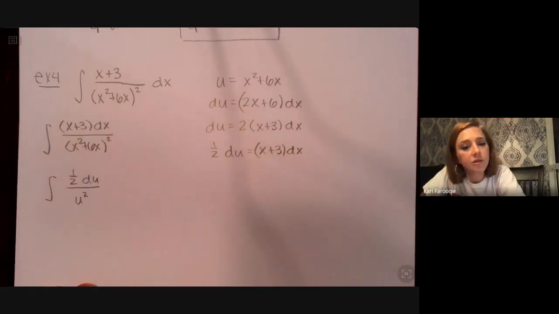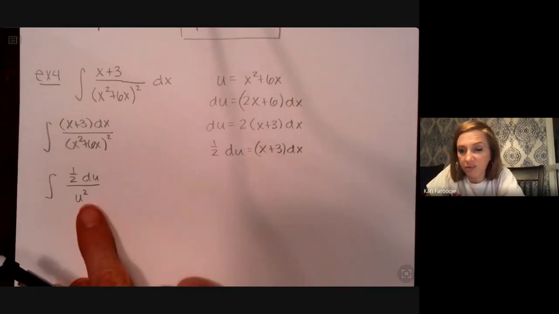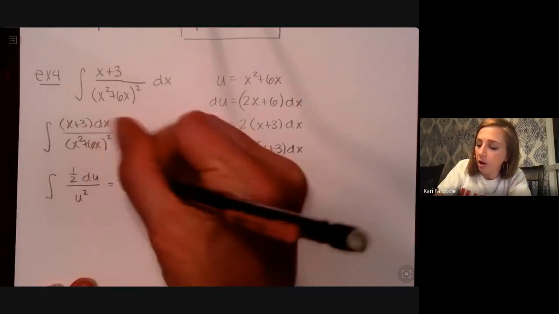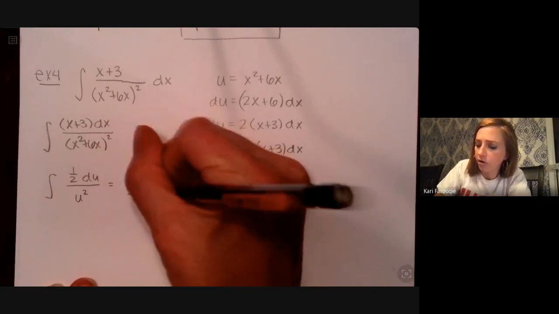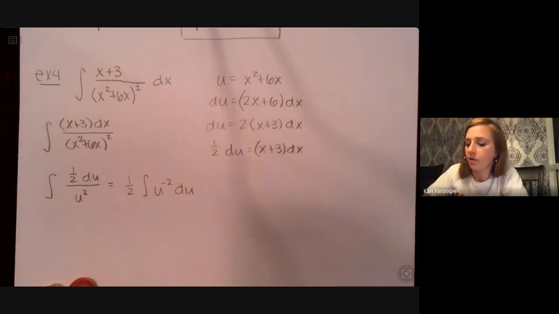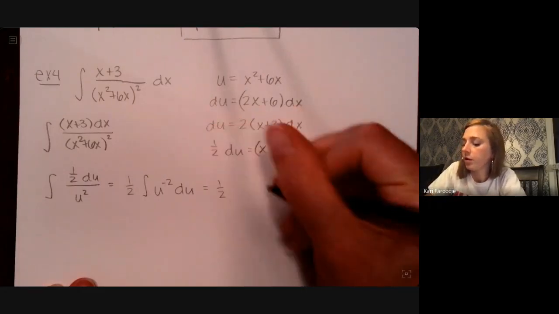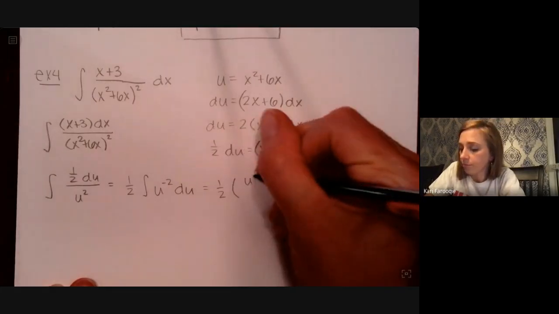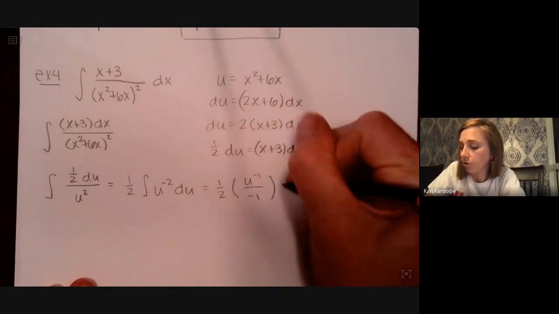Now, in order to integrate this, we're going to rewrite this a little bit. First of all, I don't want to have a u squared in the denominator. My goal is to use that power rule here. So I'm going to move that up into the numerator, and I'm going to take the 1/2 and put it in front of the function. So I have 1/2 times the integral of u to the -2 du. And then we'll integrate with respect to u. Increase the power by 1. Divide by the new exponent. Add c.